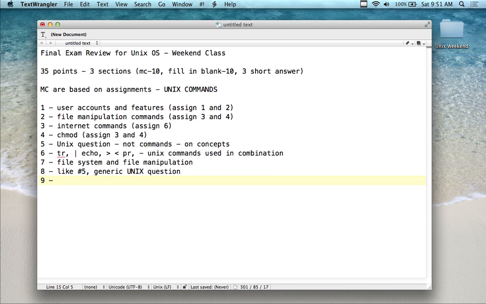Number 9 is a security-related question. So it's a security in Unix related question.